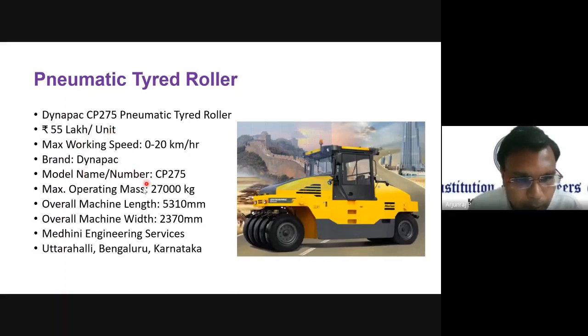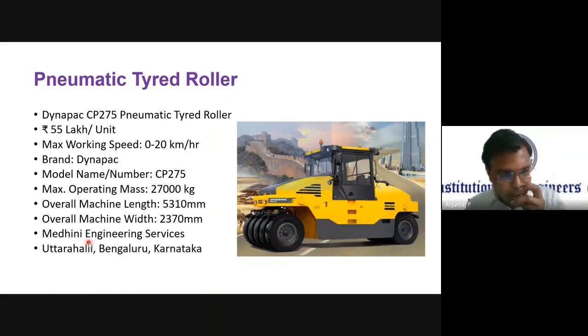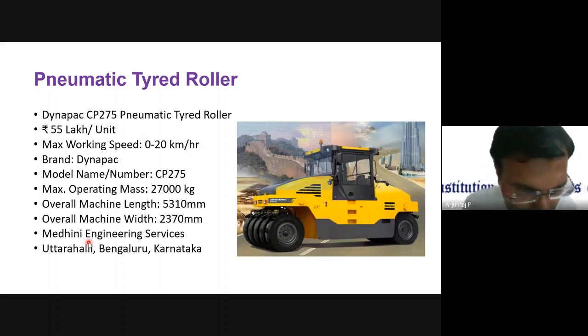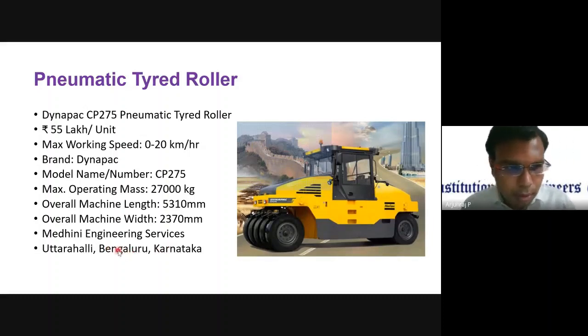a brand of Dynapac with an operating mass of 27,000 kilogram, and the machine length is 5310, and the width is going to be 2370 mm. Also, you have the company called Medini Engineering Service, which is located in Uttarahalli in Bangalore. They're selling this product with the brand of Dynapac.